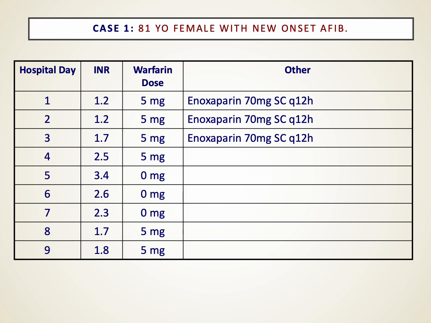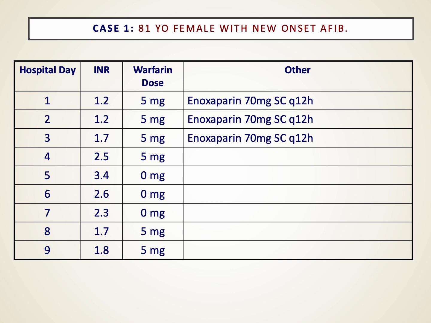But look what happened to her. Her INR was at 1.2. For someone who's not anticoagulated, we expect to be 1.0 to 1.2. That's normal. It jumped up to 1.7 in a day on day 3. By the time it got to day 4, she was already at 2.5.